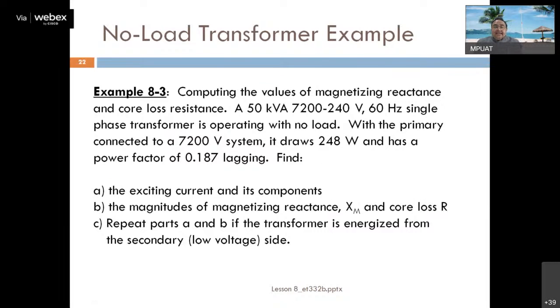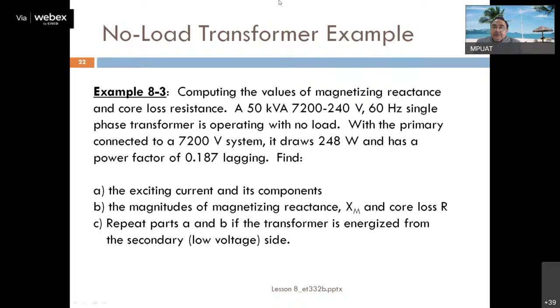So let us take an example. Everything will be cleared with the help of this example. First of all, read the example, what is written in it. It is computing the value of magnetizing reactance and core resistance. That is, we have to compute the magnetizing reactance and core loss resistance, that is XM.